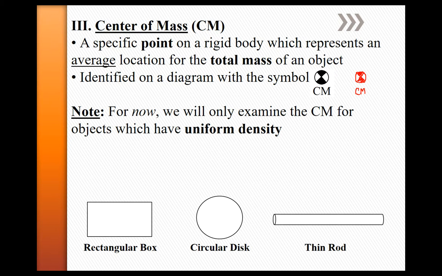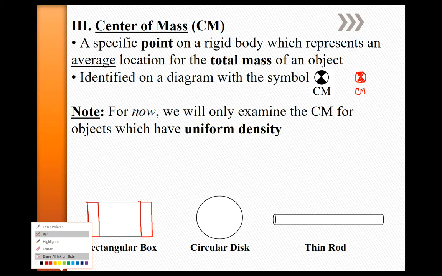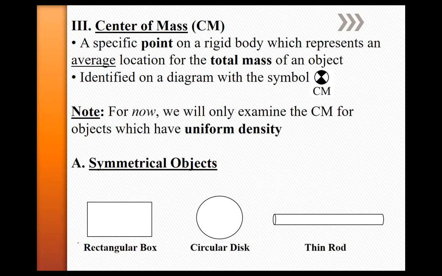For the time being, we're just going to look at objects that have a uniform density, which means that if you were to take, like on this rectangular box, this section, and you determine its density, which is the number of particles that fit into that volume, and you took another section of the same volume, the same number of particles would be in that section. So one part of the box does not have a higher density than another one. So we're just going to focus on uniform density.